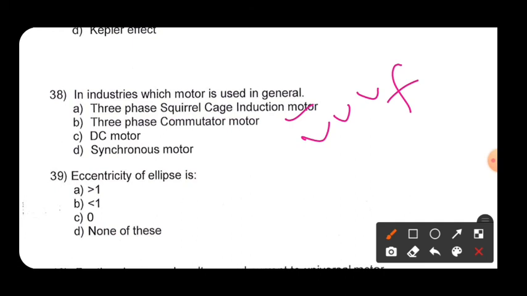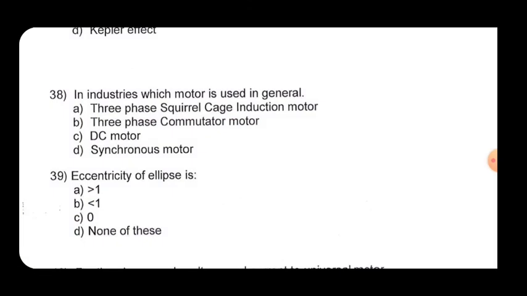Next is the eccentricity of an ellipse. This is less than 1. All of you have studied it in your engineering drawing. The eccentricity for a circle is 0, for a hyperbola it is greater than 1, and for an ellipse it is less than 1. All of you know it, no need to discuss it.